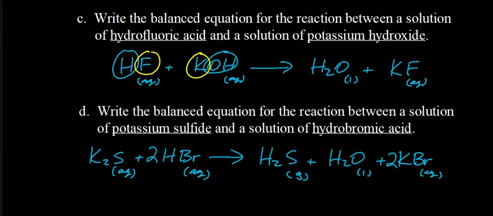So even though we have hydrobromic acid involved in this reaction, this is not a neutralization reaction. It's only neutralization if an acid reacts with a base. Potassium sulfide is not a base. And so this is one of the gas formation reactions. We have a sulfide reacting with an acid. The gas that is produced is hydrogen sulfide. You get water, and then the other product in this case is potassium bromide.